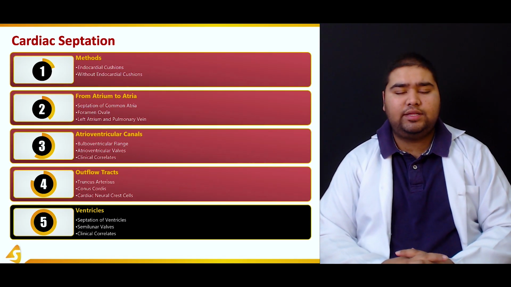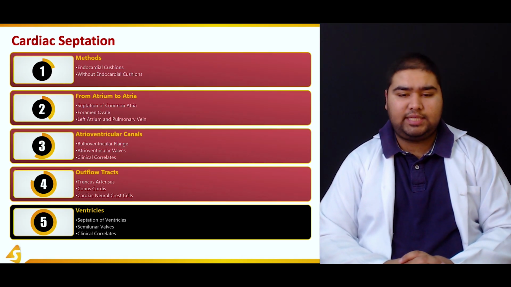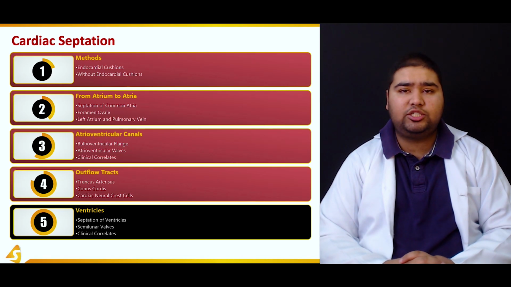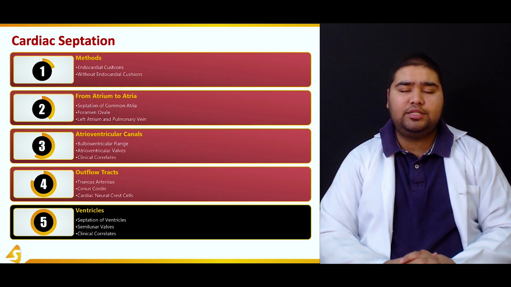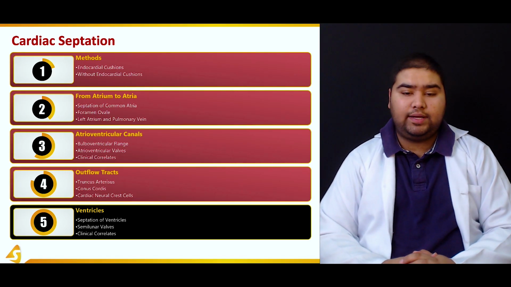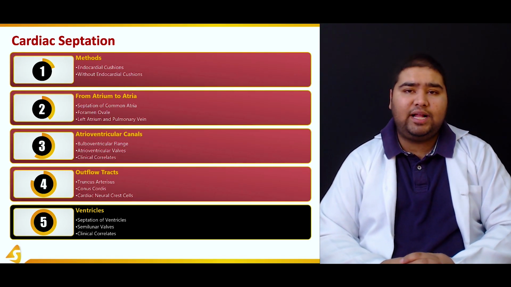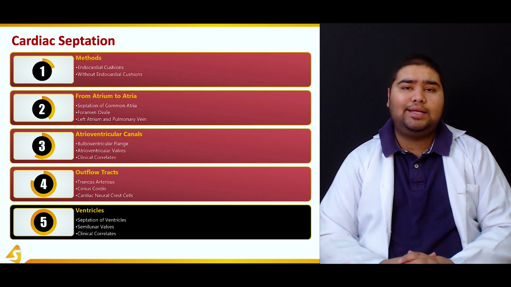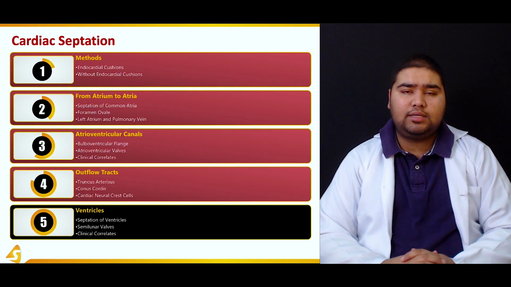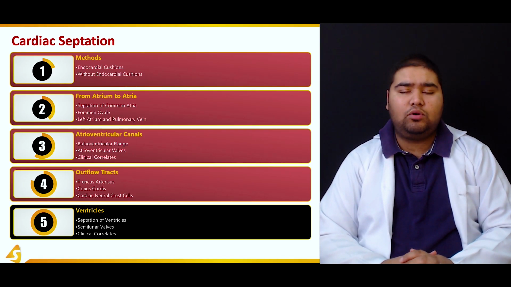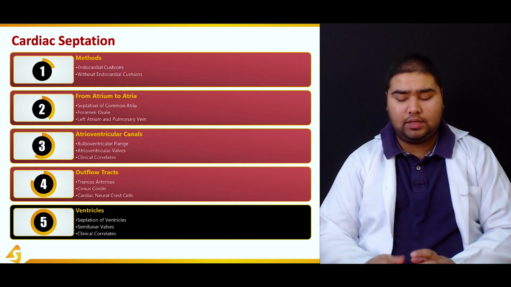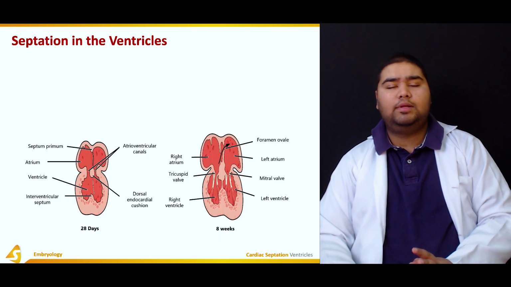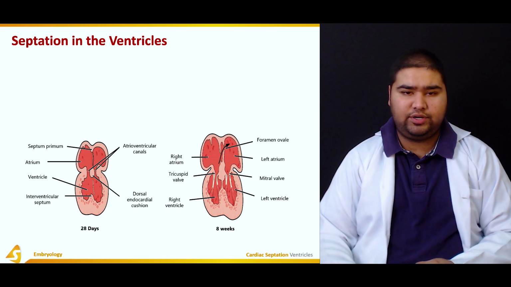This section has been further subdivided into septation of ventricles, that is how partition of ventricles takes place, how a common ventricle is divided into two adult ventricles which form the pumping machines of the heart. We'll talk about the semilunar valves which guard the outflow tracts of the ventricles, and finally we'll talk about the clinical correlates, as in what might go wrong and what are the consequences if things go wrong. So now let's get into the septation of ventricles.